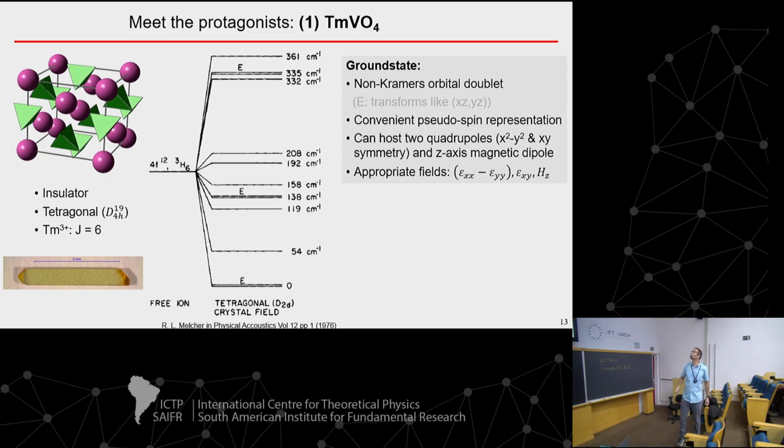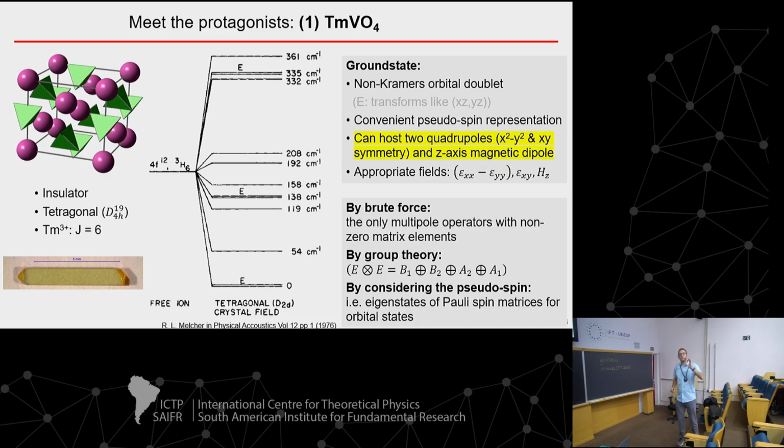It's a non-Kramers doublet. The little e here tells you that this transforms like xz and yz. And so although this is a complicated 4f orbital, if you picture dxz, dyz orbitals, it's going to be transforming in the same way under the symmetry operations of the point group. It's a doublet, so there's a very convenient pseudo-spin representation, which I'll mention as we go on. And we know that that doublet can host one of 2 quadrupoles, either an x squared minus y squared or an xy symmetry electric quadrupole, or a z-axis magnetic dipole. And because we know what multipoles it can host, we know the appropriate fields. It strains with the right symmetry for these quadrupoles, or a magnetic field for that magnetic dipole.